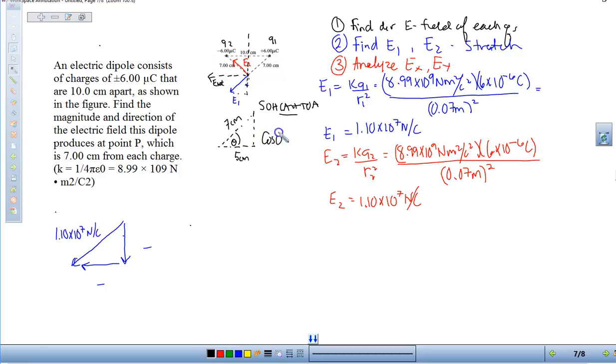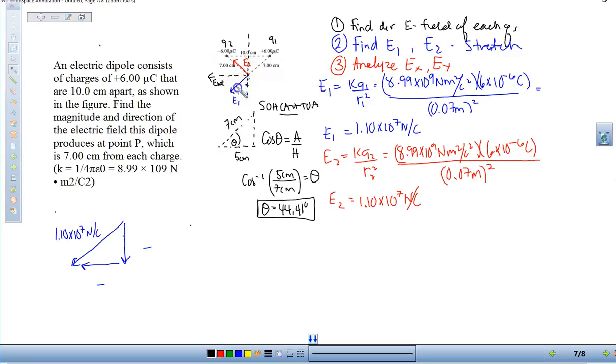So cosine is adjacent over hypotenuse. If I want to solve for the angle, that's going to be the inverse cos of my adjacent, which is my 5, divided by 7, and that's going to be my angle. So I'm going to go ahead and solve that. 5 divided by 7, I get 44.41 degrees. So that's this angle.